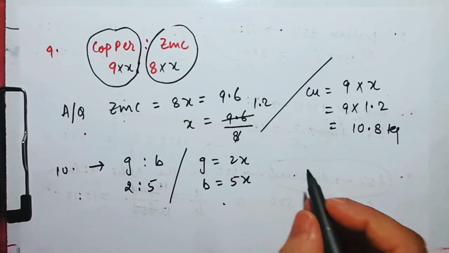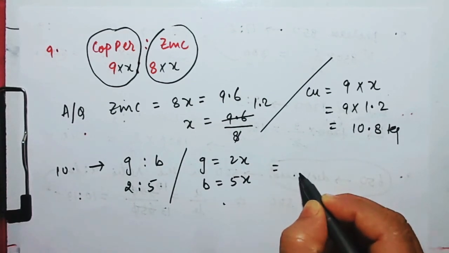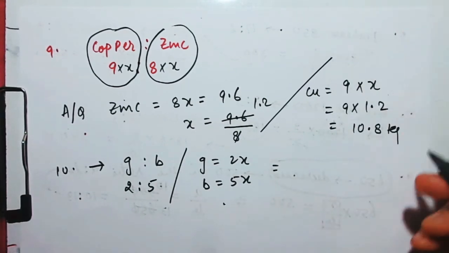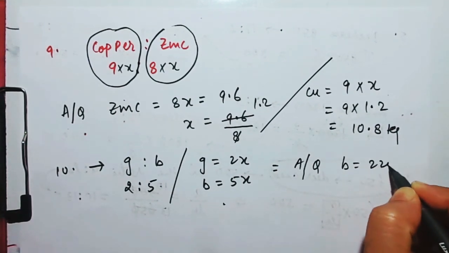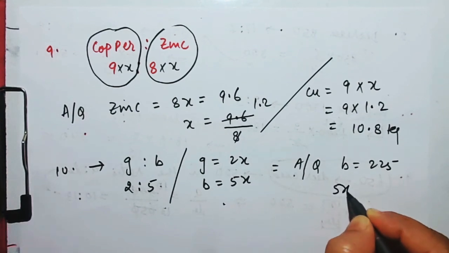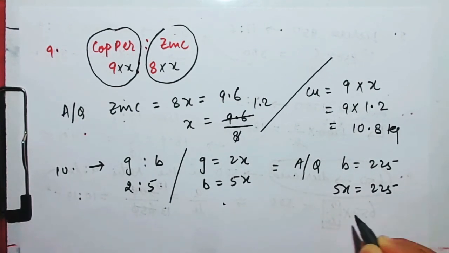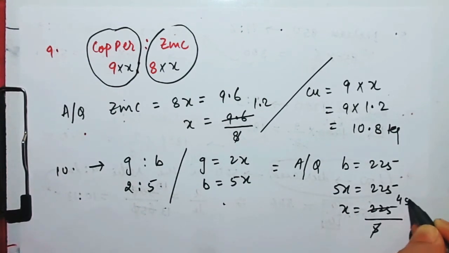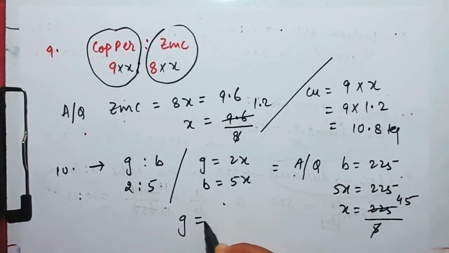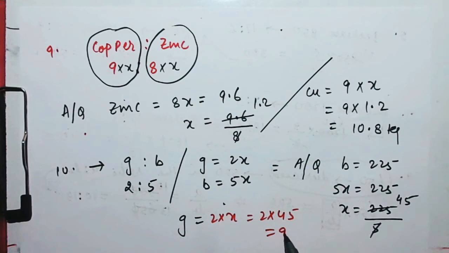Okay, now have a look. What are they saying? They are saying that the number of boys is 225. According to the question, boys is 5x. 5x is equal to 225. So can't you find the value of x, my dear? 5 times 40 is 200, 5 times 5 is 25, so 45. x is equal to 45. So find the number of girls. Girls will be equal to 2 times x, which is 2 times 45, equal to 90.